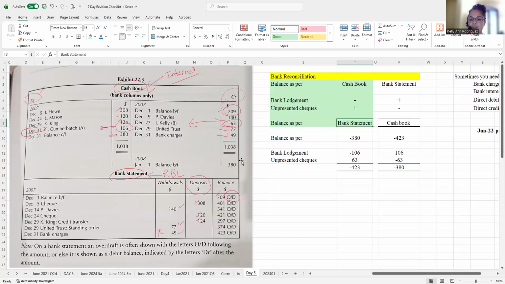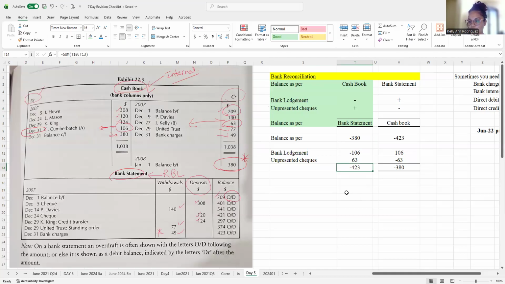So if we use this as an example, we can now say balance as per cash book is negative 380. So the balance here is negative, right? This is a credit balance, so it will be minus. So you put in your minus 380. What you're going to do with your bank lodgement, you're going to minus your bank lodgement. So on December 31st, 106, you have to minus that. And the unpresented check is $63. You add back your unpresented check. What did you come up with?